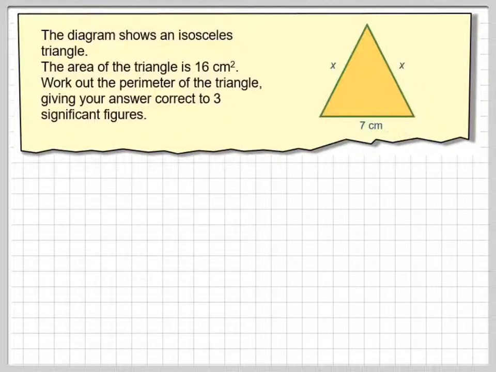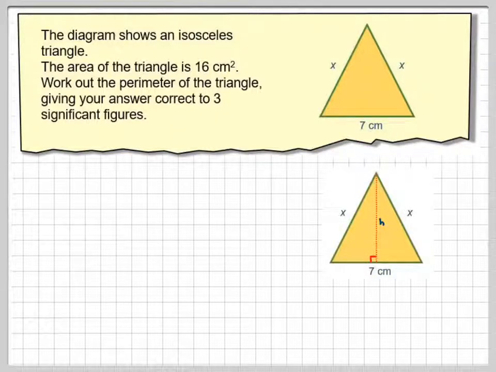So we've got an isosceles triangle with this length here being the same as this length here, and we have to find the distance all the way around the triangle. Well, the first thing is we're going to need to use the area.